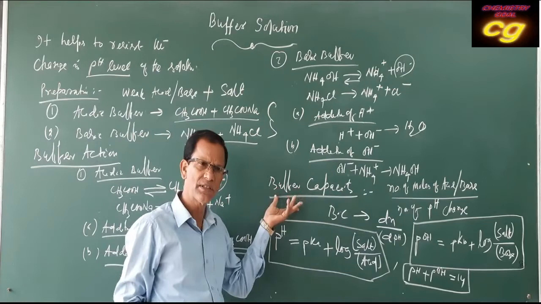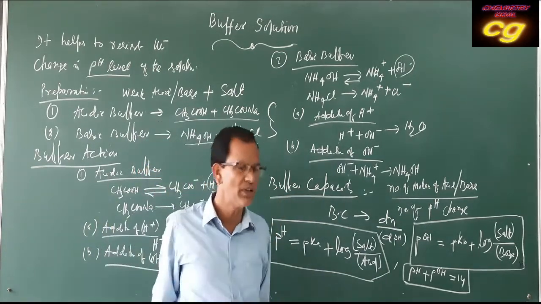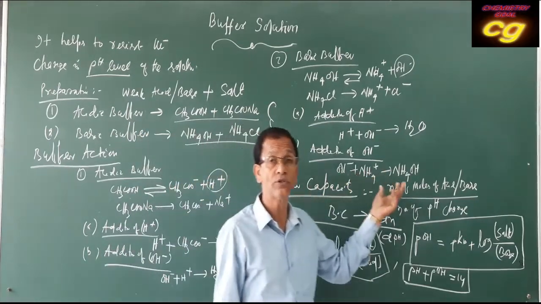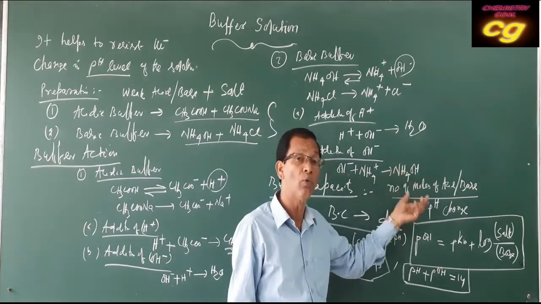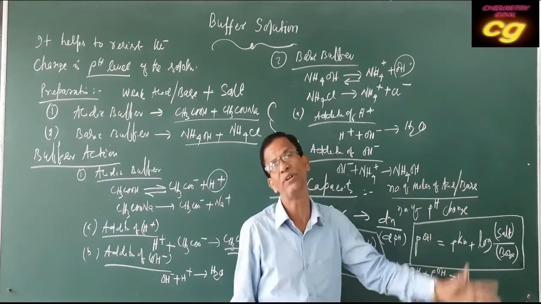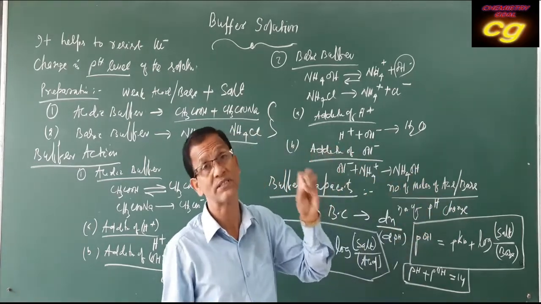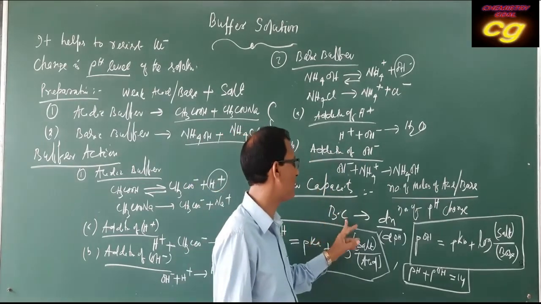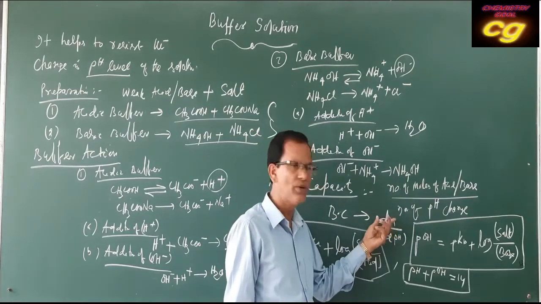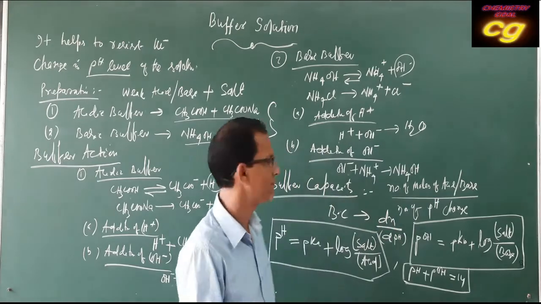Then what is buffer capacity? If a larger amount of acid or base is added, the pH level will be affected. Then how many moles of acid or base added to 1 liter of buffer solution bring a change of 1 unit of pH? That's why buffer capacity is equal to dN by dpH, the number of moles of acid or base added per change in pH.